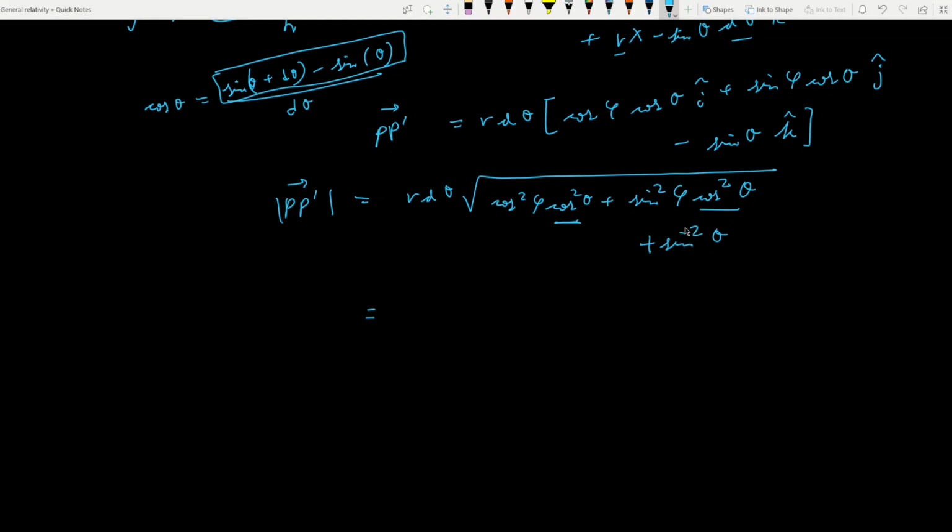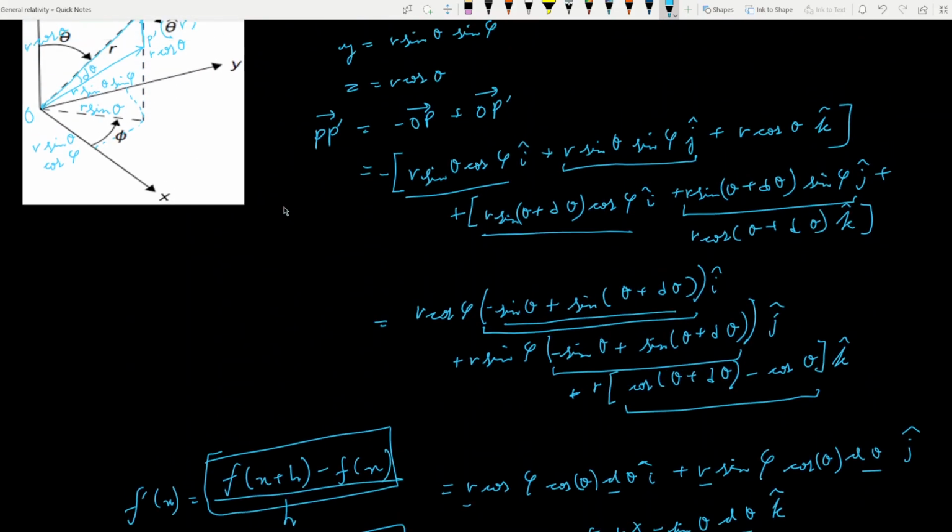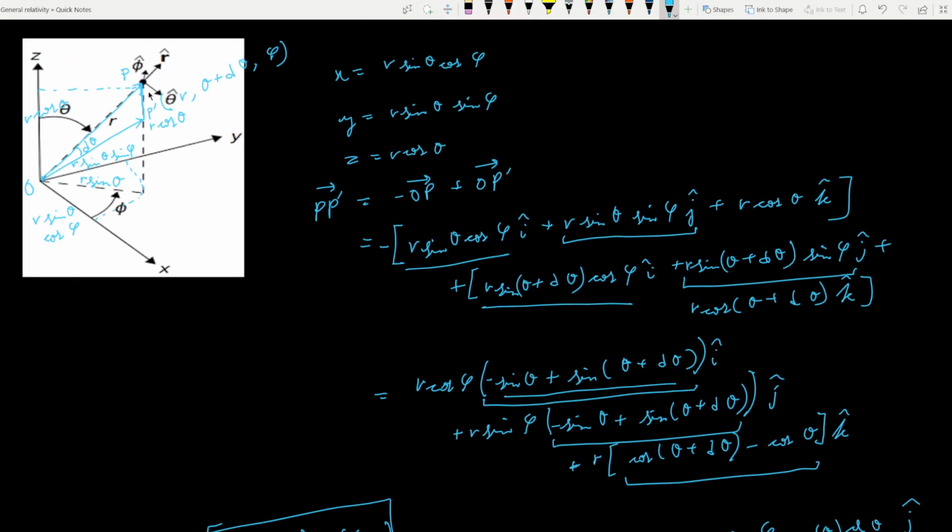Right? When we're finding the length, we don't keep the minus, we're just adding them up using the Pythagorean theorem. So if we end up with cos squared of theta in these two terms and then add it with sine squared of theta, that's just basically 1, and square root of 1 is just 1, so we're left with r d theta. So the length of this PP primed vector is just r d theta.